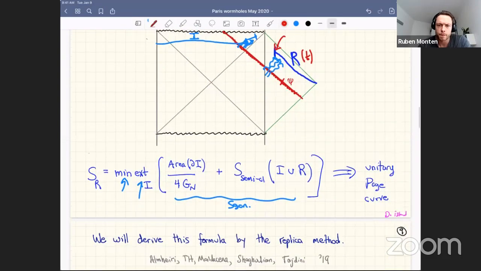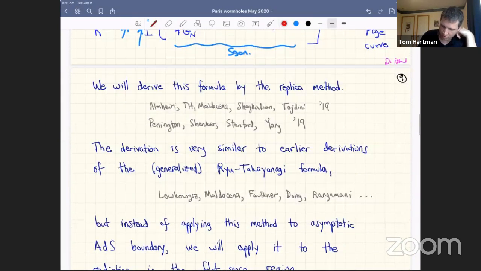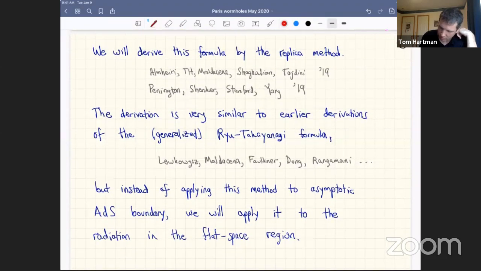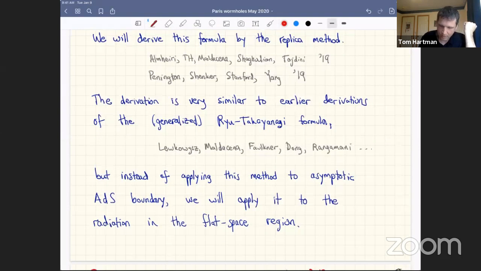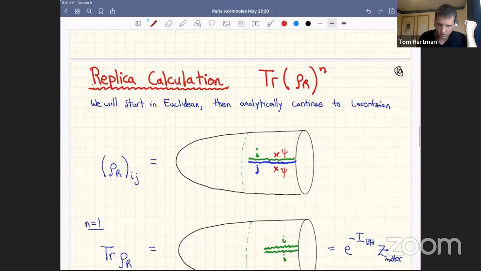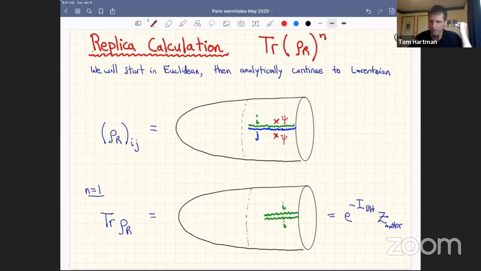Okay, so we're going to derive this formula by the replica method. The derivation is very similar to earlier derivations of the generalized Ryu-Takayanagi formula, but instead of applying this method to the asymptotic AdS boundary, we're going to apply it to the radiation in the flat space region. Now we get to the replica calculation, which is the main thing I want to talk about. I only have 10 or so minutes to talk about it, but that should be plenty.